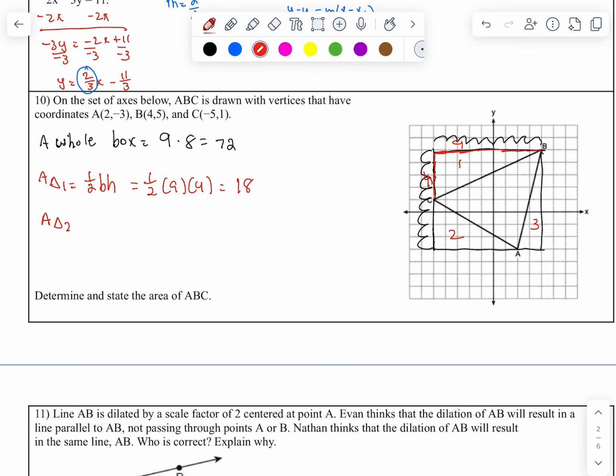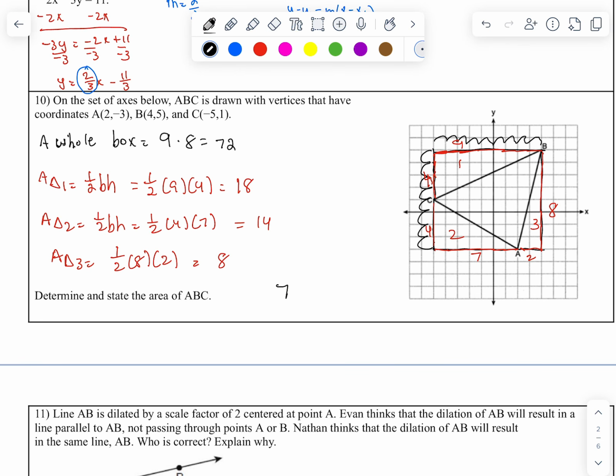And now I'm going to find the area of triangle 2, which is 1/2 base times height. 1, 2, 3, 4. 1, 2, 3, 4, 5, 6, 7. Half of 28 is 14. And then finally, triangle 3. 2 this way. 1, 2, 3, 4, 5, 6, 7, 8 this way. So that's half of 8 times 2. So that's half of 16, which is just 8.